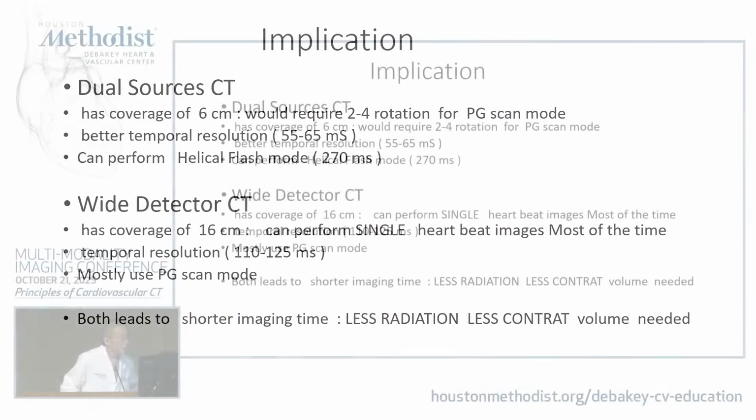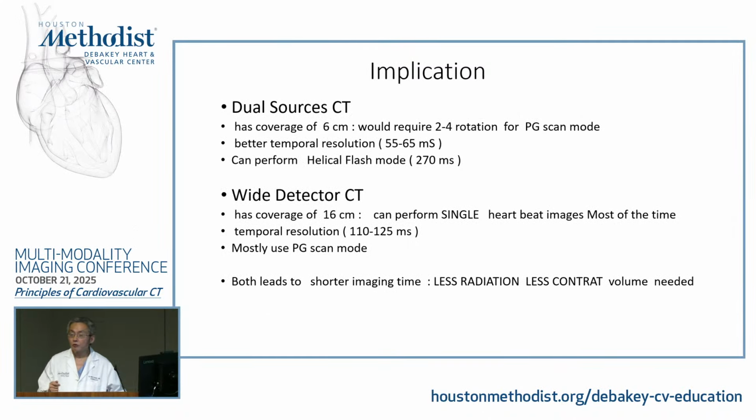Okay, so the implication, when you want to plan or program a scan, is that you need to know our dual source CT has coverage of 6 centimeters. So in order to image the whole heart, you need at least 3 to 4 rotations, and it takes every other beat to do it, so you need to double that. So for prospective gating in our dual source CT, it usually takes about 6 to 8 beats.